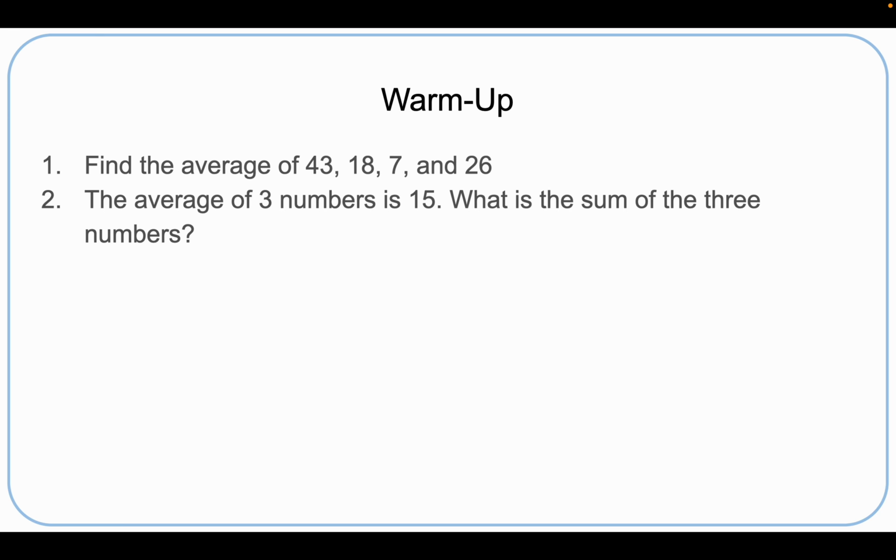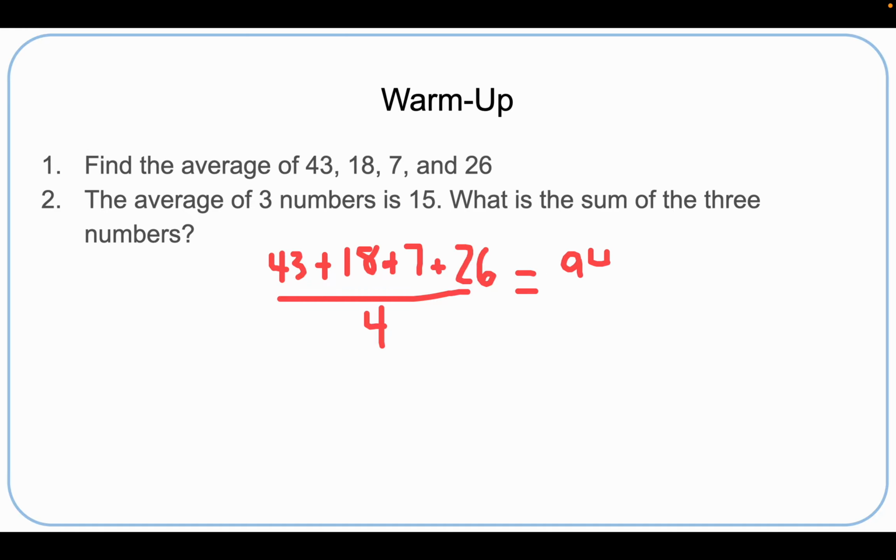All right, number 1, find the average of 43, 18, 7, and 26. So remember, for finding average, we're just adding up all of our numbers and then dividing by how many numbers we have. When we add up these four numbers, you should have gotten 94. And then divided by 4 because we have four numbers, and that turns out to be 23.5.